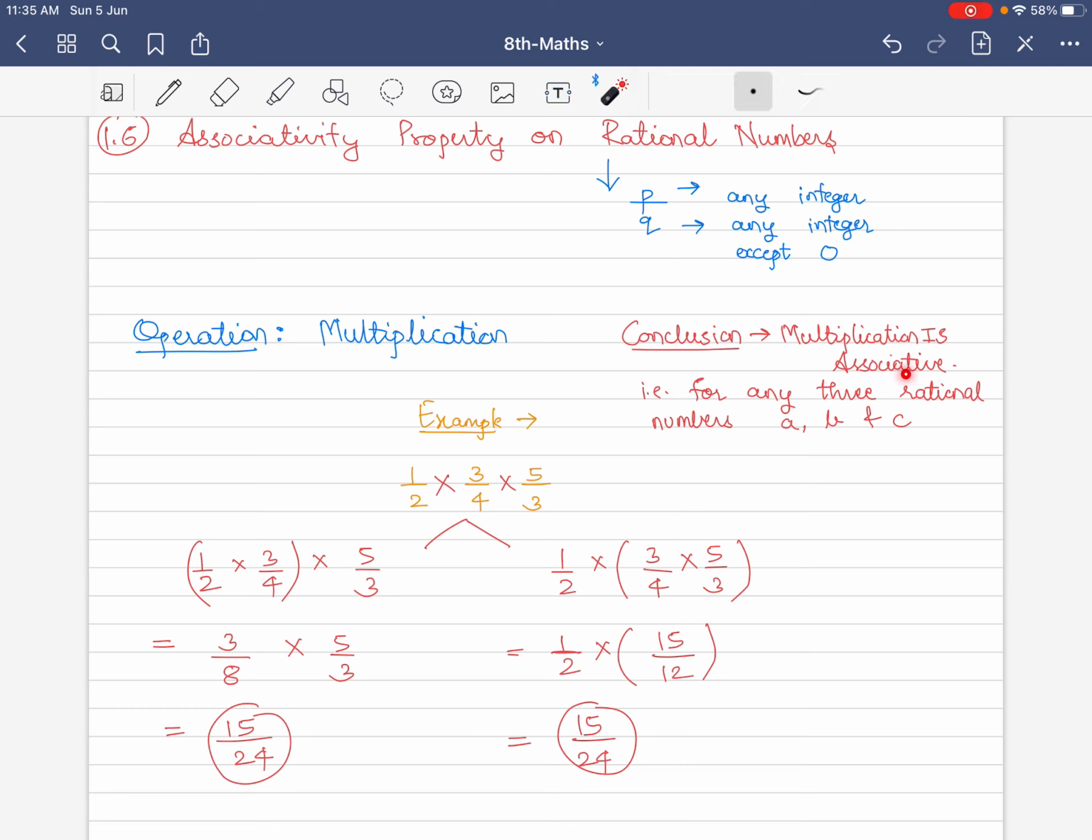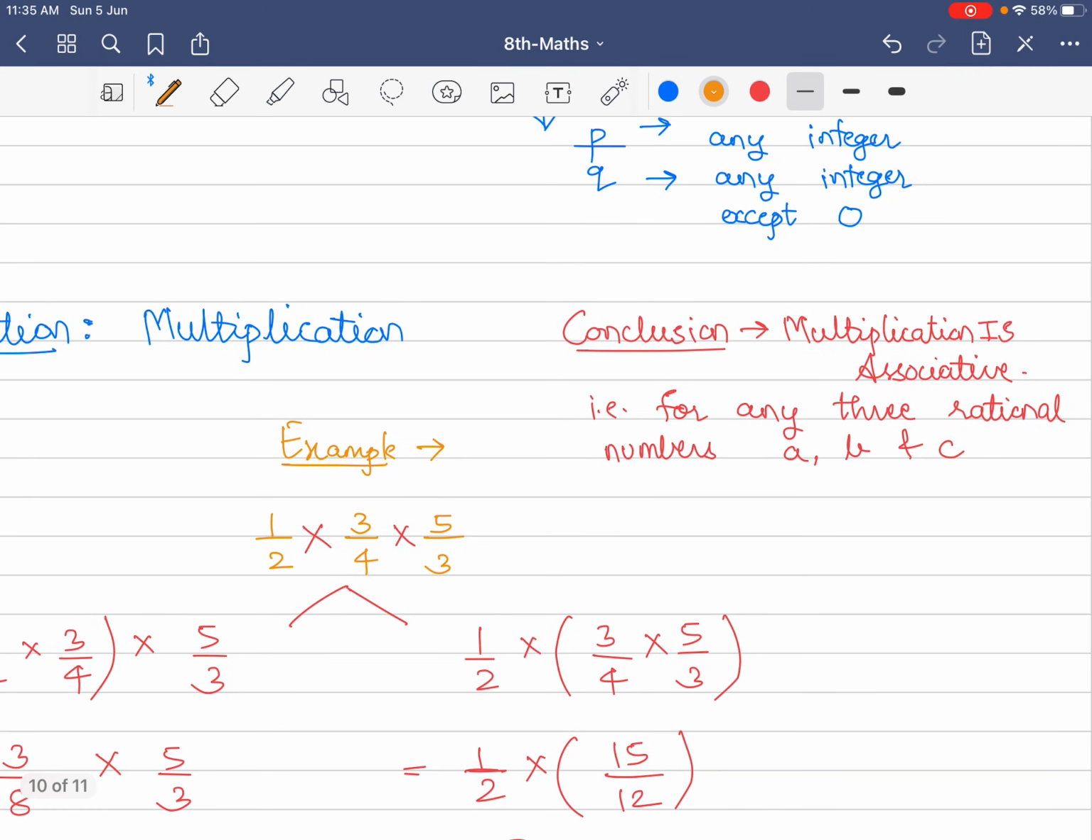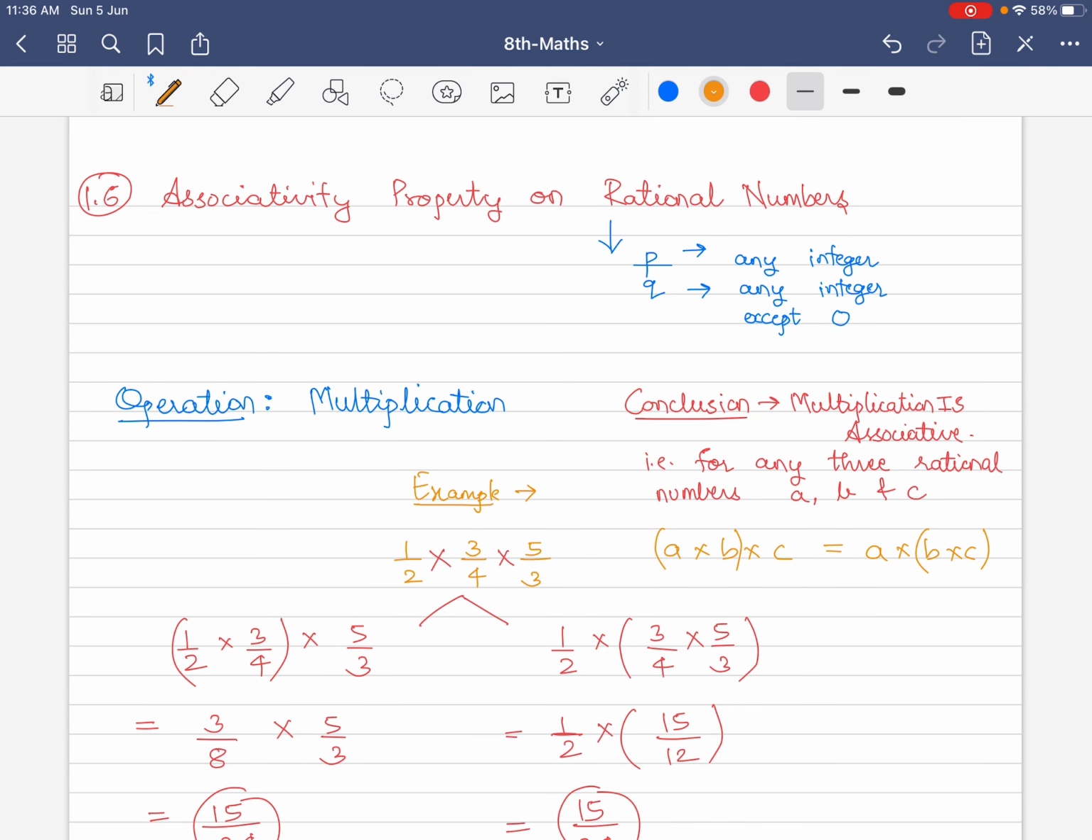Multiplication is associative, that is, for any three rational numbers a, b and c. Now let's complete this statement. For any three rational numbers a, b and c, (a into b) into c, where I associate these two first, is equal to a into (b into c), where I associate these two first. So this was our associative property on rational numbers for the operation of multiplication.